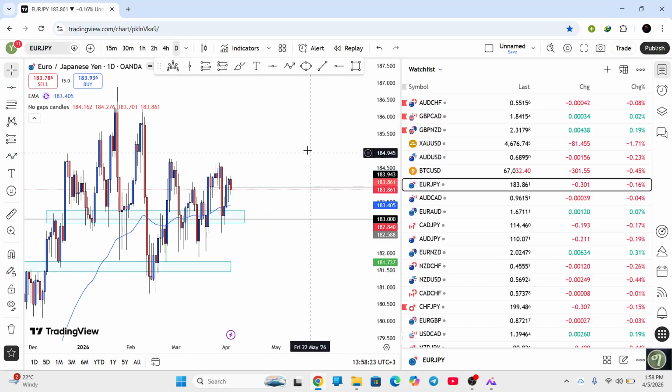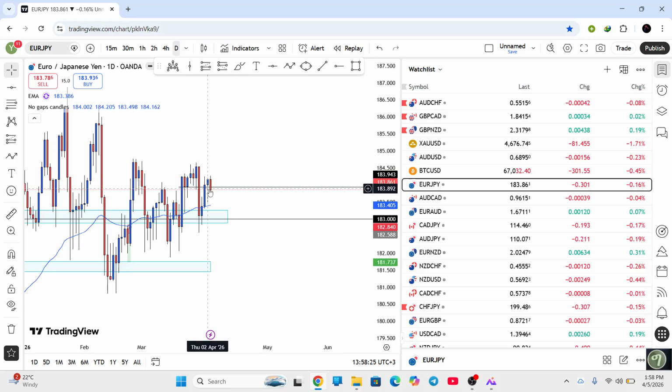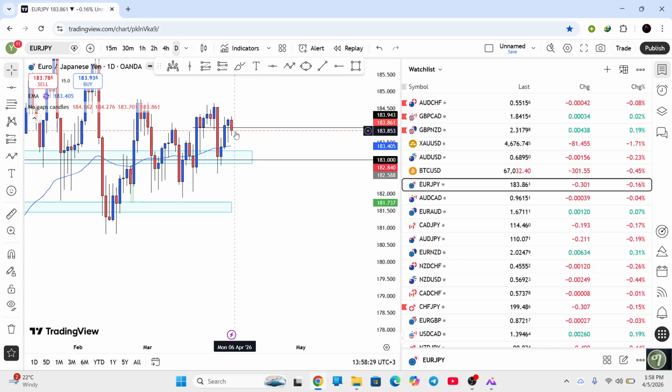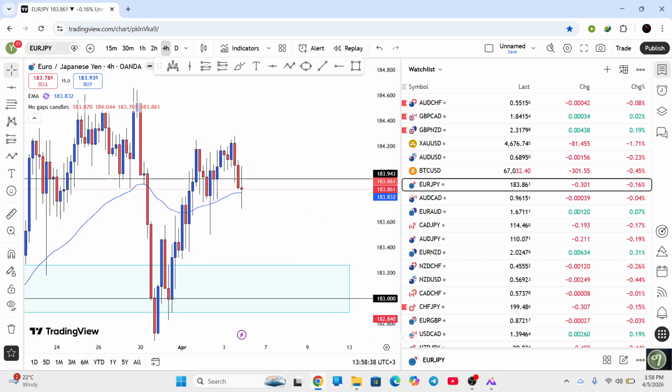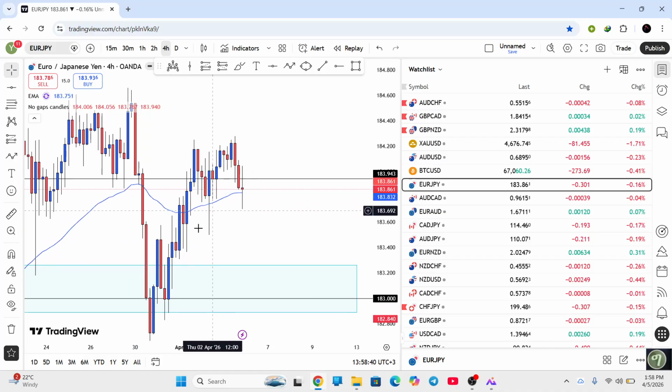Euro JPY, we have a body closure here. Just by watching the daily time frame, what I'm gonna wait for on the daily time frame is a weak pullback, reject from the structure point to keep going to the downside. So does the 4 hour tell us the same thing? Yes, it does. Higher high, higher low. This is the higher high. This is the higher low. We got the shift of structure.